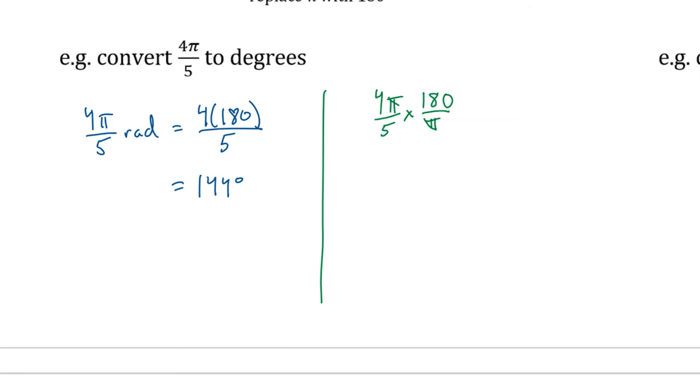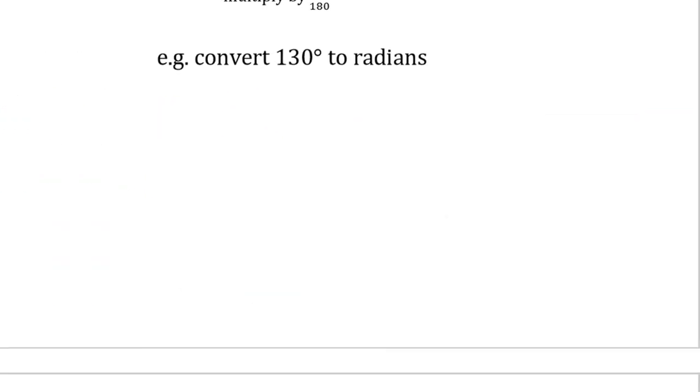Okay? How about converting 130 degrees to radians? Well, now that we've seen what we're actually doing, we can do the inverse of that, or multiply by the reciprocal, and 130 degrees is 130 times pi over 180. Right? So we flipped that ratio. It was 180 over pi in the first place. Now it's pi over 180.